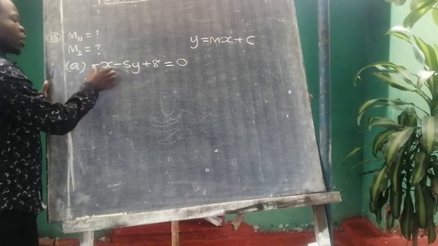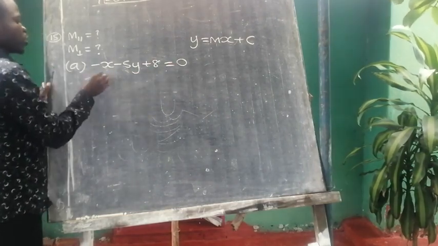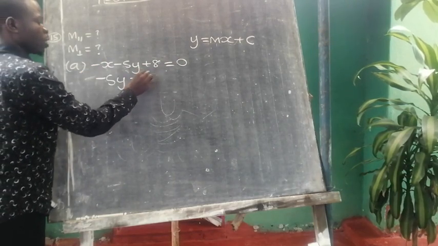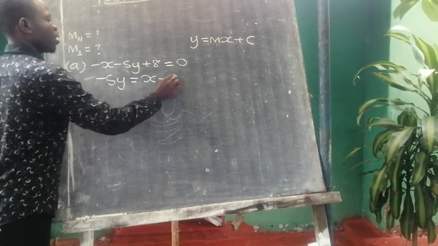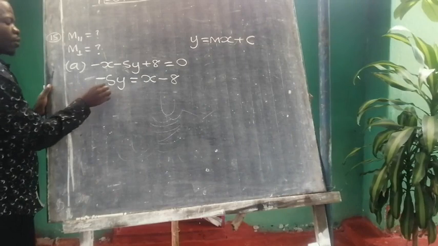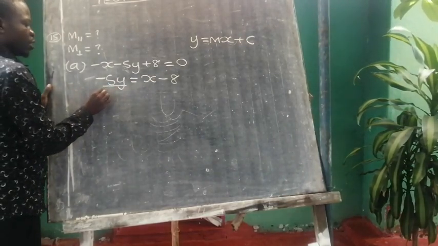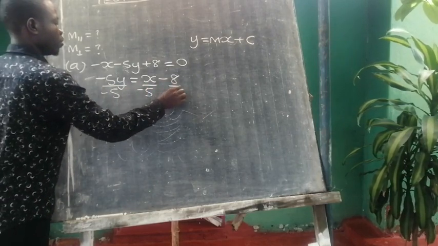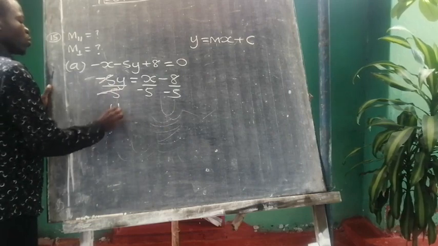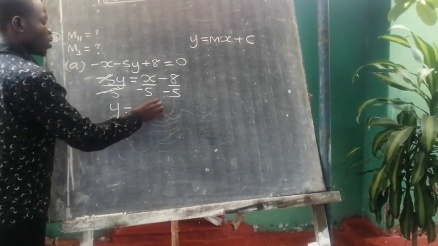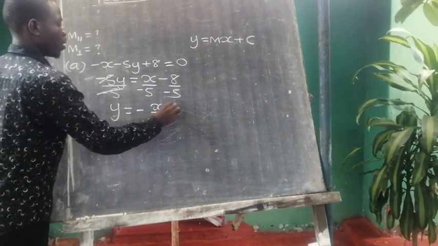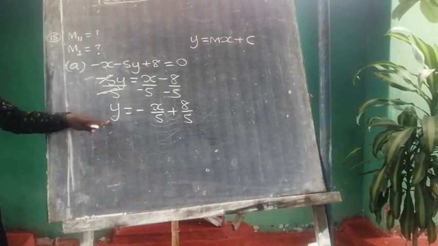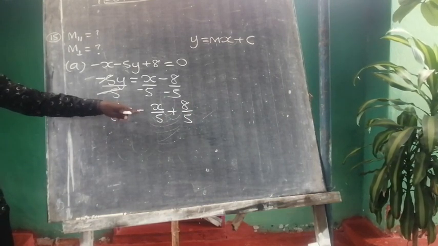So now we take negative x and the positive 8 to the other side. So it will be negative 5y equal to negative x, and when it crosses the sign, it becomes positive x minus 8. Clear? We divide both sides by negative 5. So y equal to negative x over 5 plus 8 over 5. Now we have made y the subject of the formula. We can pick the coefficient of x as our gradient.